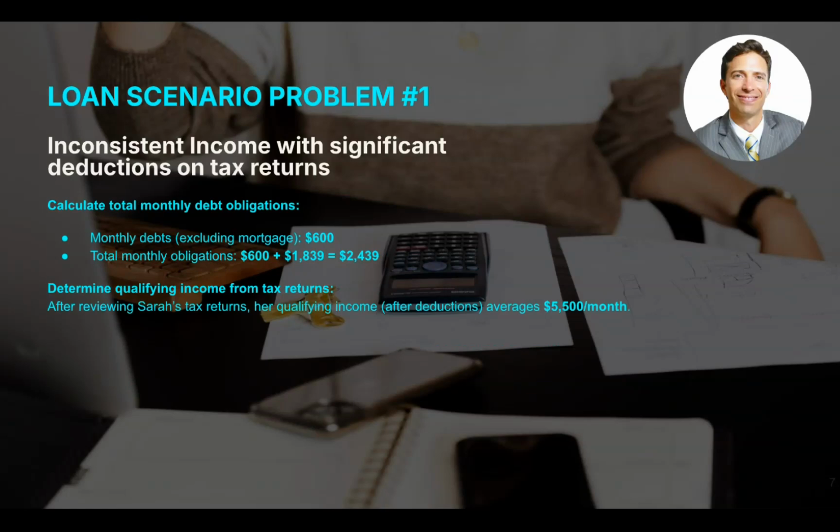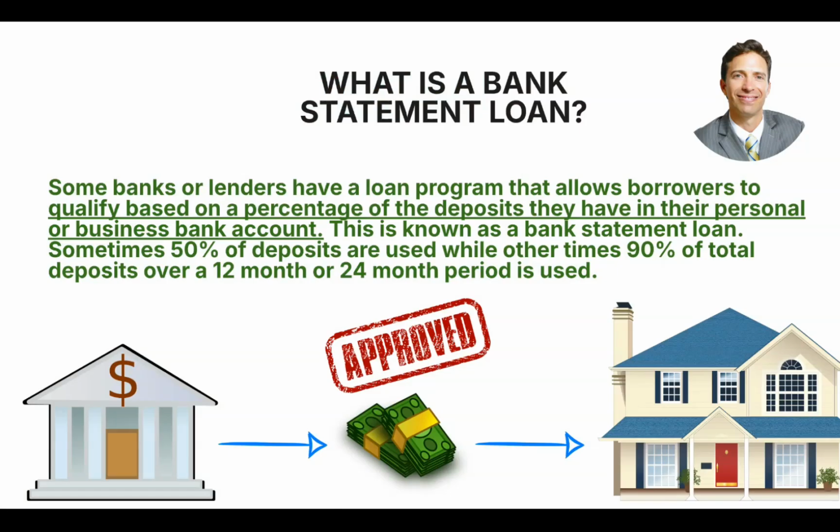$5,500 per month. Before we go over the solution, I want to talk about what a bank statement loan is. Some banks or lenders have a loan program that allows borrowers to qualify based on a percentage of the deposits they have in their personal or business bank account. This is known as a bank statement loan. Sometimes 50% of deposits are used, while other times 90% of total deposits over a 12-month or 24-month period is used. It just depends on the lender and if we're using personal bank statements or business bank statements, okay?